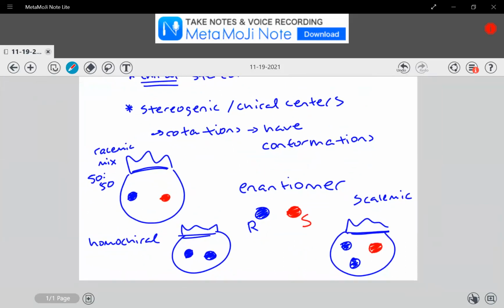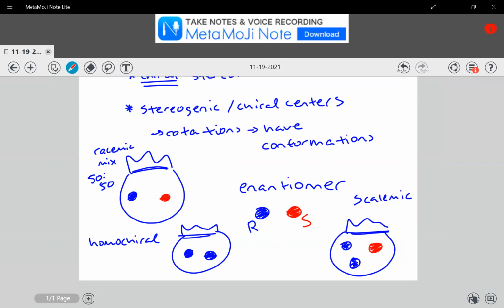So recap. Three different types of mixes of enantiomers, or we can call these different types of chiral compounds. Okay, so we've got a racemic mix, 50-50, scalemic, any non-50-50, and homochiral, which is just one flavor, just one type of enantiomer. And this racemic, scalemic, homochiral mix, they're just different ways for you to describe a chiral compound. What is a chiral compound? An enantiomer, literally.